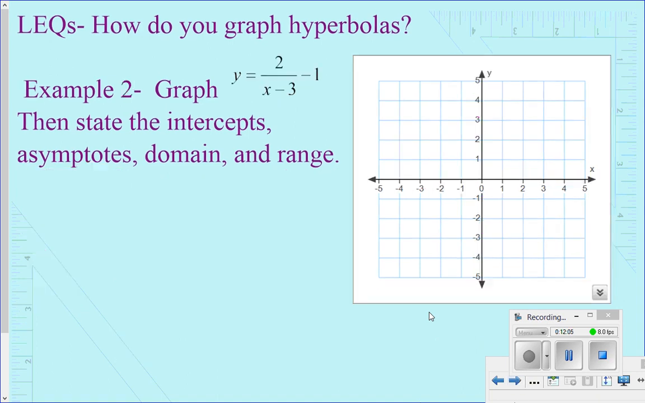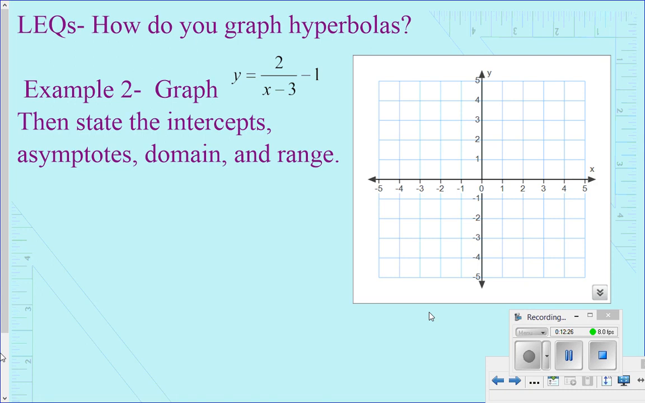Next. We didn't actually do example 2 yet. I next just talked about how all of the other equations that we've studied so far this year, we looked at the most basic one first. So with lines, y equals x. With absolute value, y equals the absolute value of x. With quadratics, y equals x squared. With cubics, y equals x cubed.